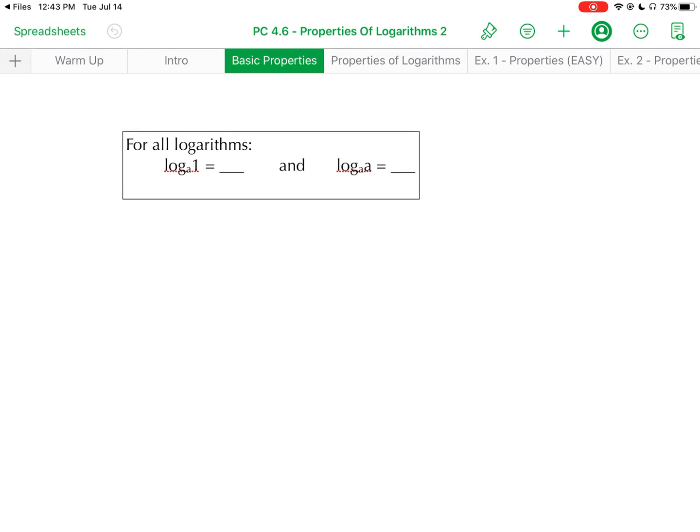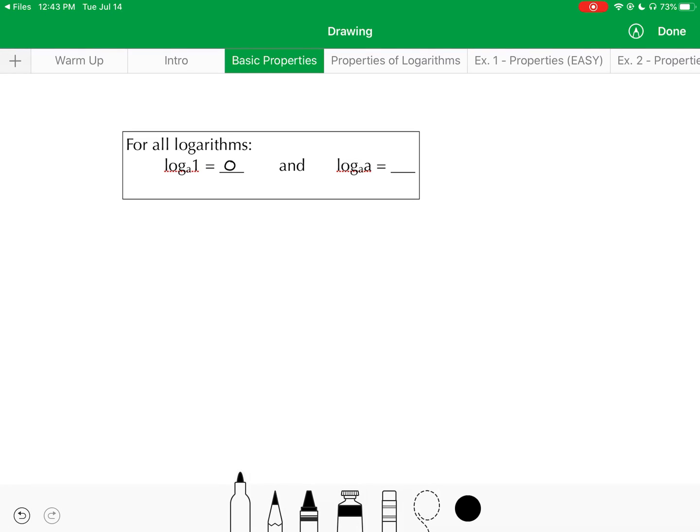Log base a of 1 will always equal 0. The reason for that is any number raised to the 0 power is automatically 1. And then log base a of a will always equal 1. That's because a raised to the first power is itself. So what we're seeing in that property is that whenever the base of the logarithm and the argument are equivalent, we are always going to equal 1.